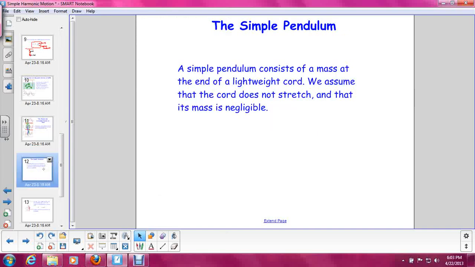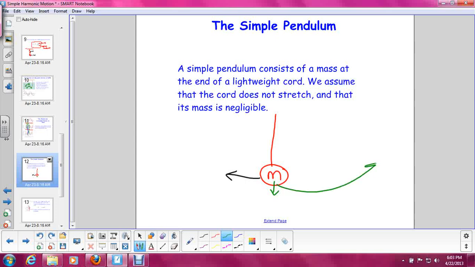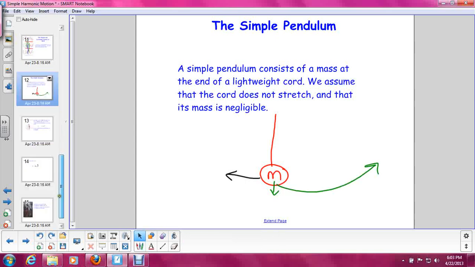Now, we know that a mass on a spring is a simple harmonic oscillator, but we have another example that we see in everyday life, which is a pendulum. And a pendulum is a mass at the end of a lightweight cord. We assume that the cord does not stretch and that its mass is basically zero. It's a very, very light thread. And we have a mass on the end of it. And if we displace that mass a little bit, gravity is going to want to pull it back down to Earth, and it will end up swinging in simple harmonic motion.